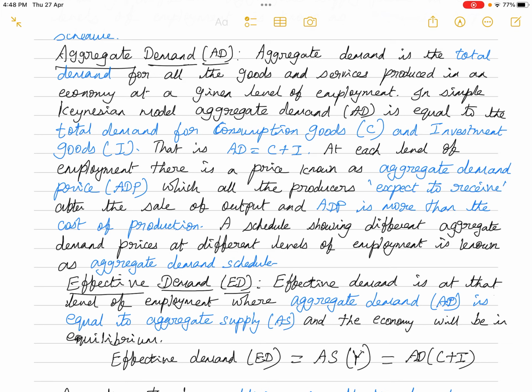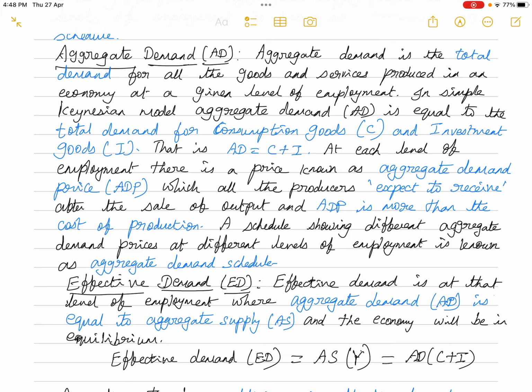So like that, what all the producers are expecting to receive after the sale of output is known as the aggregate demand price, which is more than the cost of production. Again, at each level of employment, what the producers expect to receive keeps on increasing. When the level of employment increases, the cost of production increases and the aggregate demand price also increases. So if you arrange it in the form of a table, that gives the aggregate demand schedule. A schedule showing different aggregate demand prices at different levels of employment is known as the aggregate demand schedule. Okay, now I think you are clear with aggregate supply and aggregate demand.